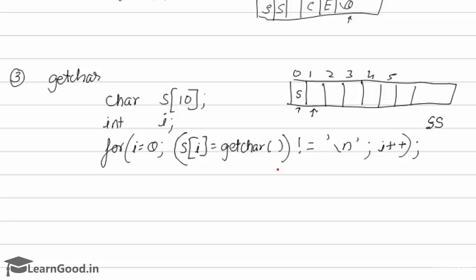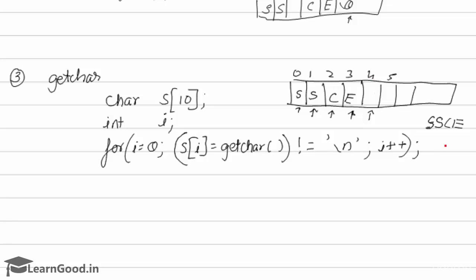The second time also I'll give it as s. So that s will be stored inside this s of 1. So again, s of 1 is not equal to \n. So again i plus plus, i gets shifted to the next place. Comes back here, again s of 2 is equal to getchar. I'll enter c, then c has been stored here, and c is not equal to \n, then again it goes back, i plus plus, i is now 3. So come back here, I'll enter e, and that e will be stored here, and e is not equal to \n, i plus plus, this time i value is pointing to 4th.